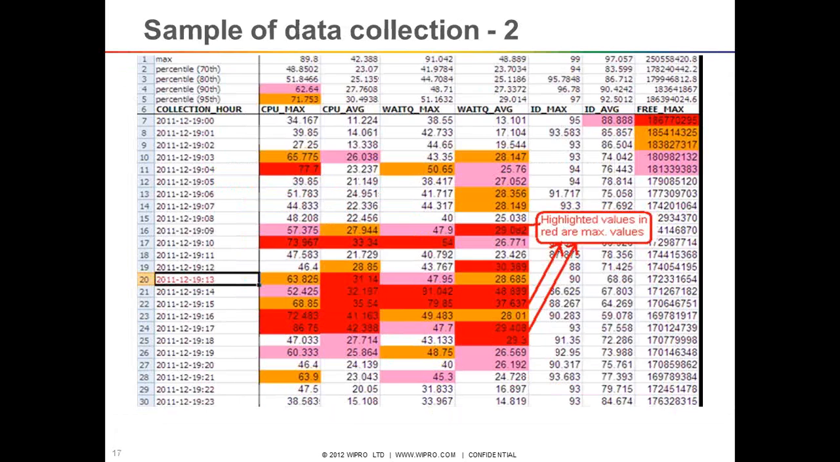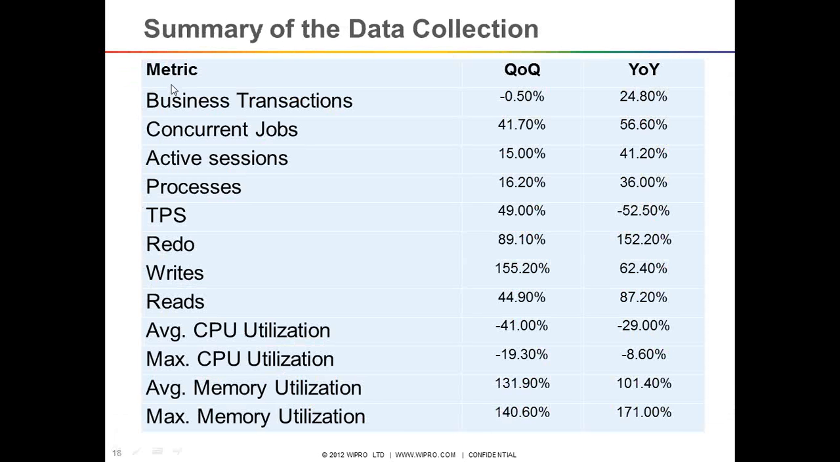If you look at the summary of data collection, we were collecting transactions quarter on quarter and year on year. We are able to see how much growth is happening in the business transactions. In the first one, business transaction growth was negative in the particular quarter. Compared to last year, the quarter has grown, but compared to this year, it is negative. For concurrent jobs, you see positive growth on both sides.